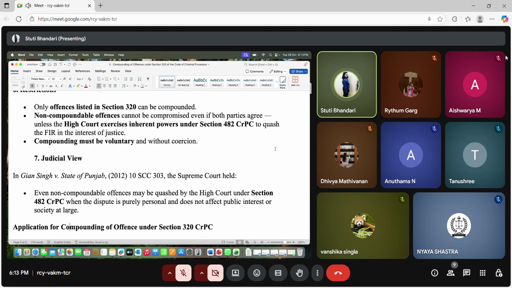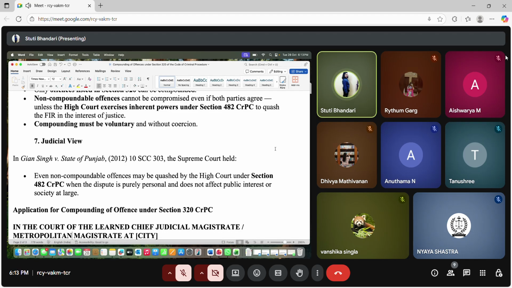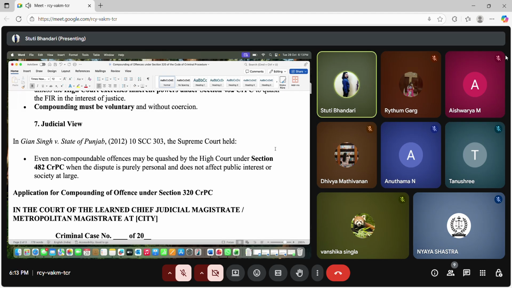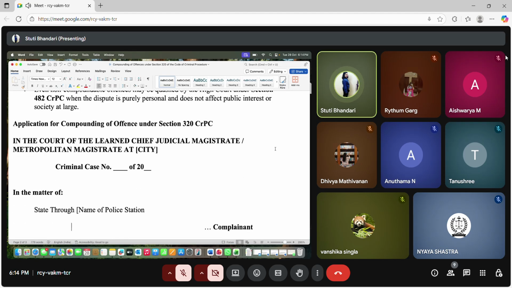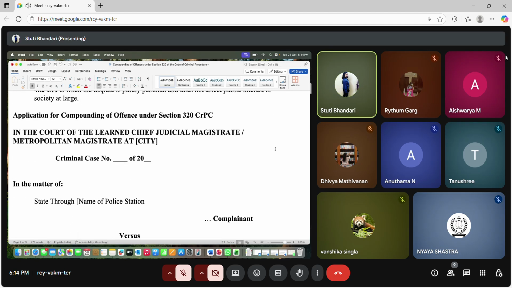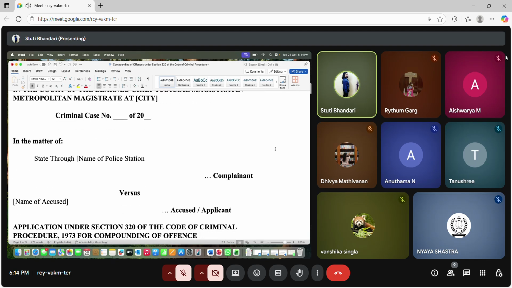Now, how is this application drafted? Since it is the compounding of offences, generally we file it in the same court in which the case is ongoing. So in the Court of the Chief Judicial Magistrate, Metropolitan Magistrate, Judicial Magistrate, any court wherein the main case which you want to compound is going on. Criminal case number dash, in the matter of State through the complainant versus accused.